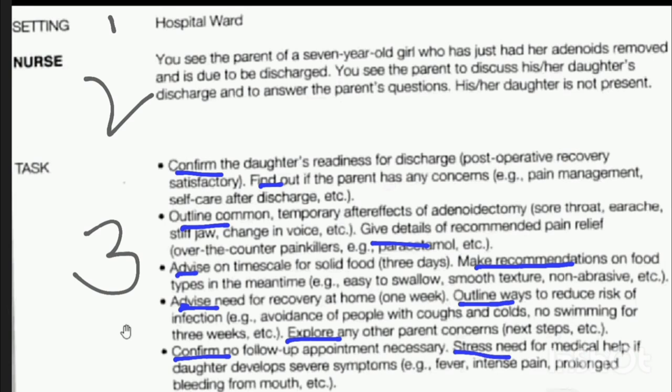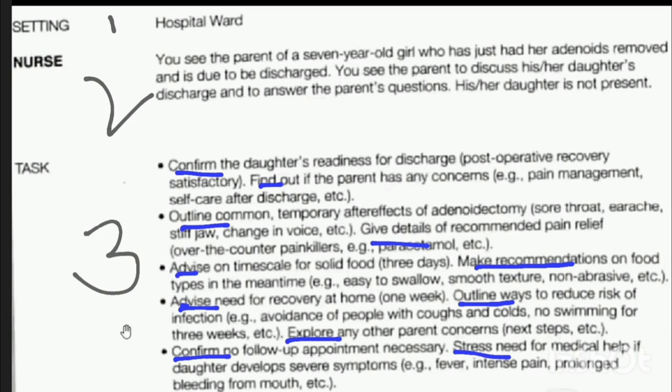Okay. So the first task is to confirm the daughter's readiness for discharge, post operative recovery satisfactory. Find out if the parents have any concern, for example, pain management, self care after discharge, etc. So we can construct the sentence like this. Well, Sarah, the reason for Mary's discharge confirmation is that her post operative recovery is very much satisfactory. There was no complication during the time of the procedure. May I know about your concern, please?